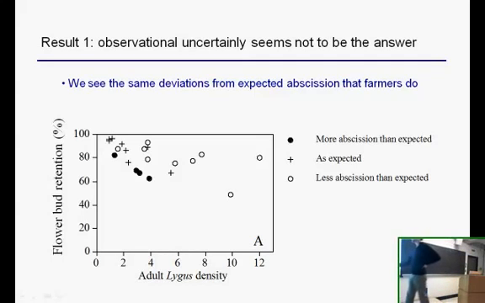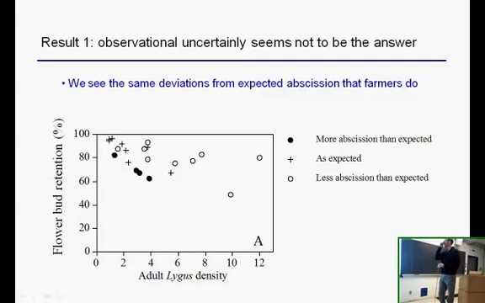So I'm plotting here the density of adult Lygus in the fields versus flower bud retention. And you can see that there's a negative relationship here, but it's noisy. And sure enough, these solid symbols here are the fields that the farmers considered to have higher abscission than they would expect. And sure enough, those fields do cluster at the bottom of this sort of cloud of points. The little plus symbols here are fields that had abscission that the farmers considered to be as expected, and these open circles were fields that the farmers considered to have less abscission than expected. So basically, the way the farmers were reading this was exactly the way we would read it. So far so good. Maybe sampling isn't the problem.